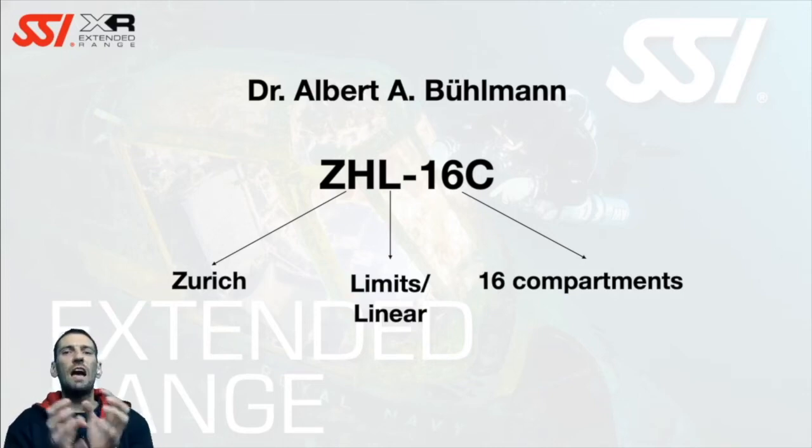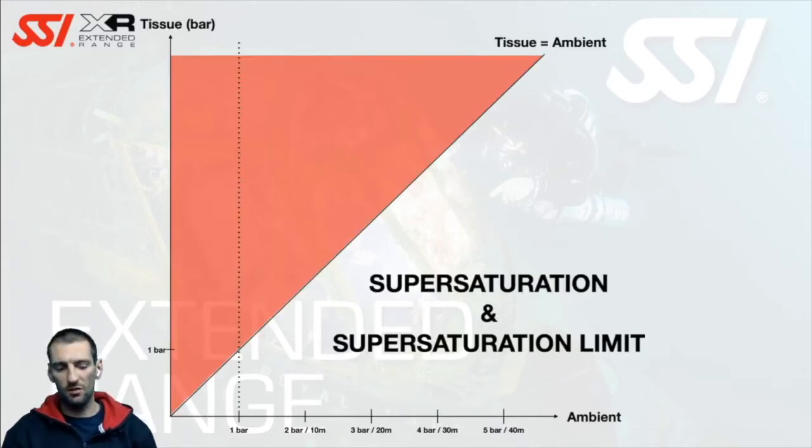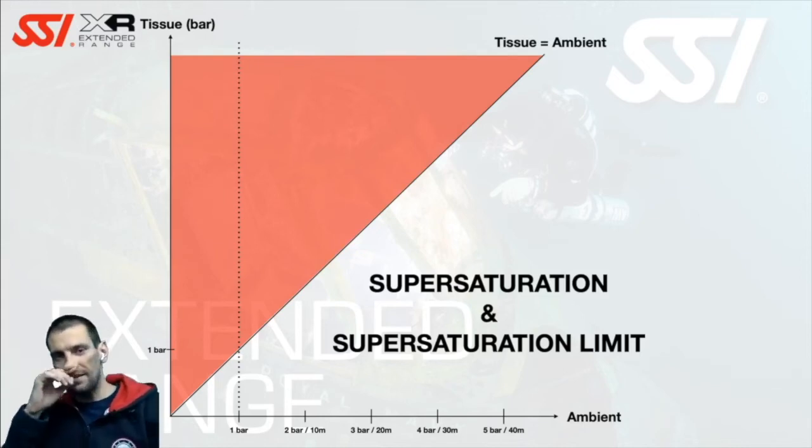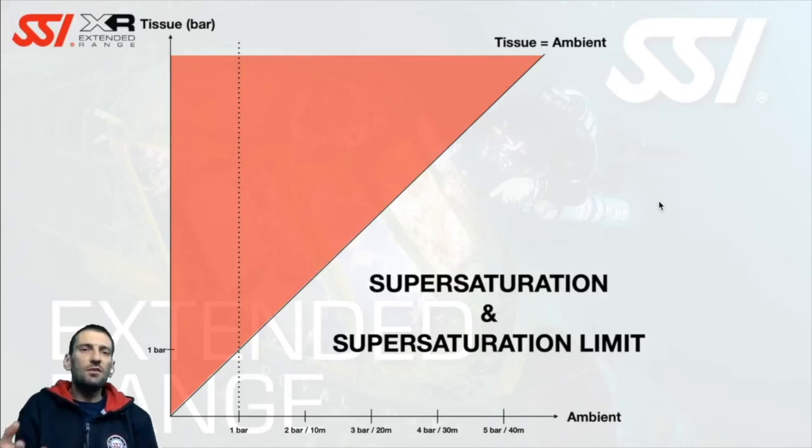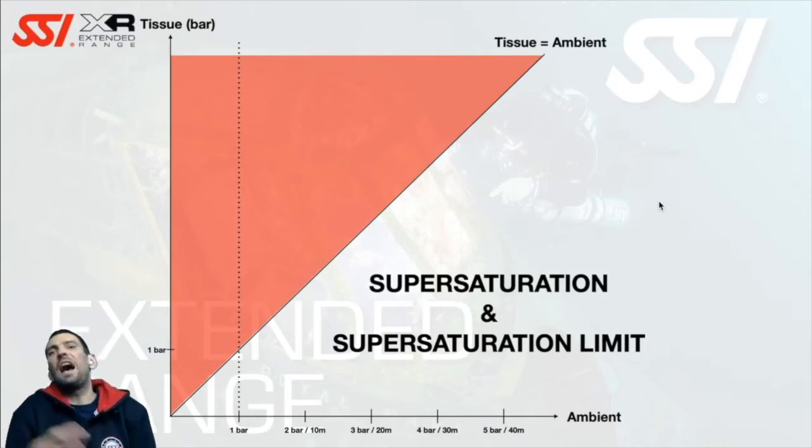So what Bühlmann was publishing in his research is basically those 16 tissue compartments that our body is mathematically divided into, and then we have a supersaturation phrase. The supersaturation is important to understand. The supersaturation is the state or the status when the pressure in the tissue is higher than ambient pressure.